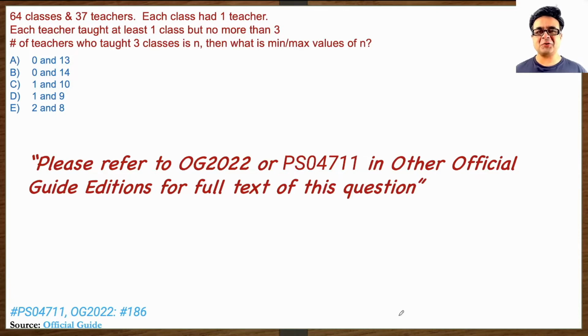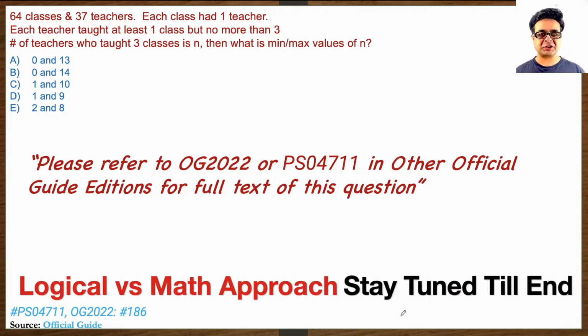Hello everyone, today we are going to solve this very hard question from Official Guide to GMAT. Question number 186 on OG 2022, or PS04711 if you want to look it up in your version of Official Guide. We are going to solve it with three different approaches, and please stay tuned till the end where we talk about three key takeaways that we can get from this question.